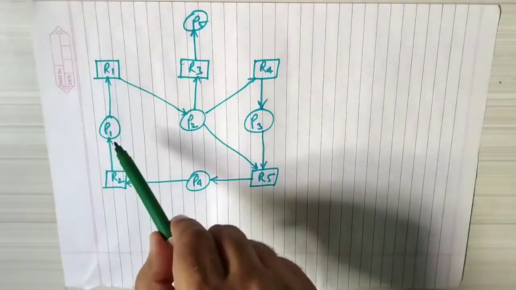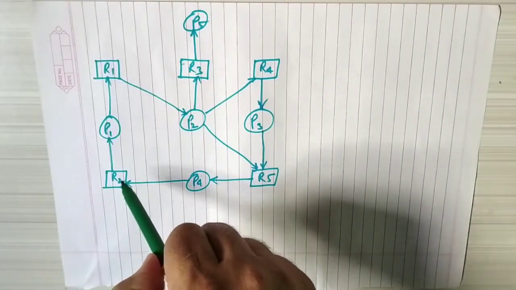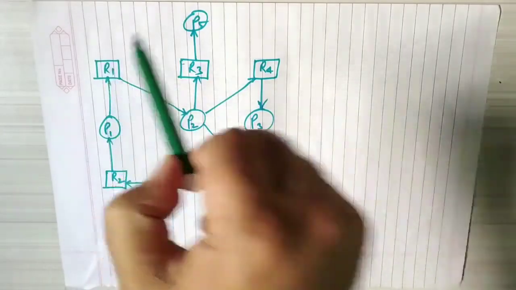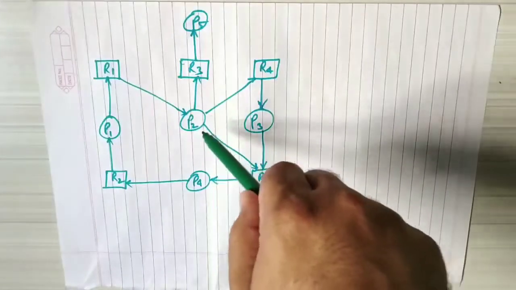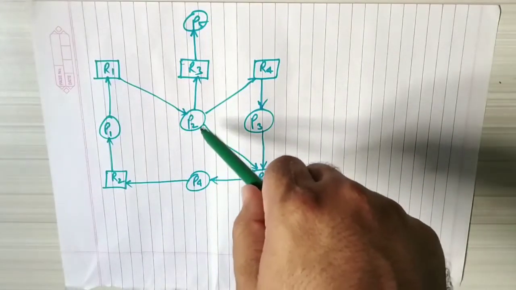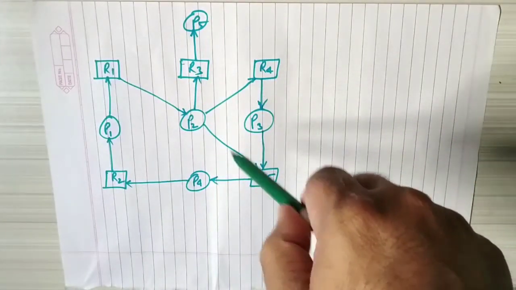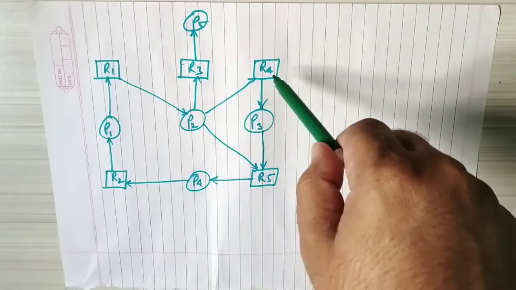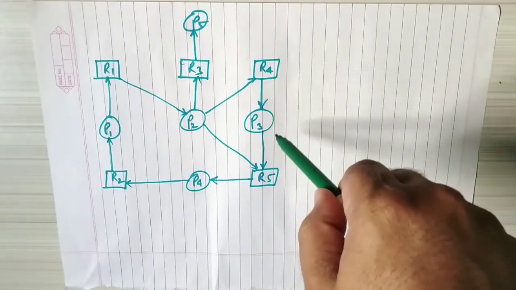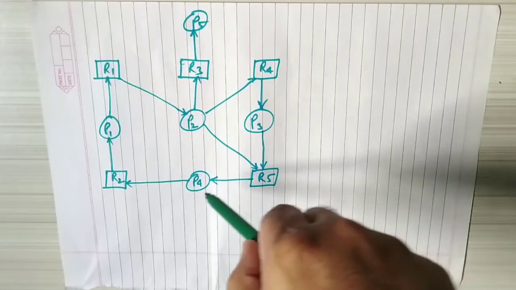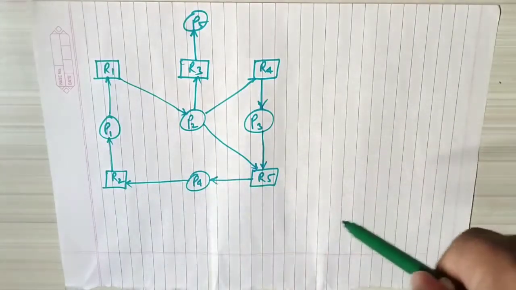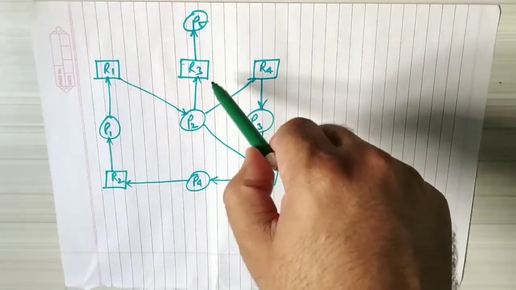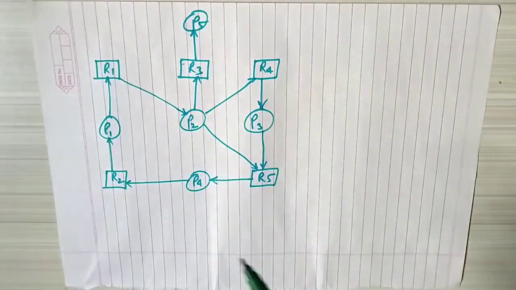We have some edges with the directions as given. It means that p1 is holding resource r2 and is waiting for resource r1. R1 is being held by p2, which is waiting for r3, r4 and r5. P3 is holding r4 and waiting for r5. P4 is holding r5 and waiting for resource r2. P5 is holding r3. So this is the situation, and this is called the resource allocation graph.